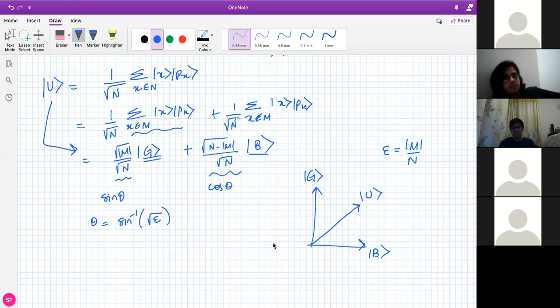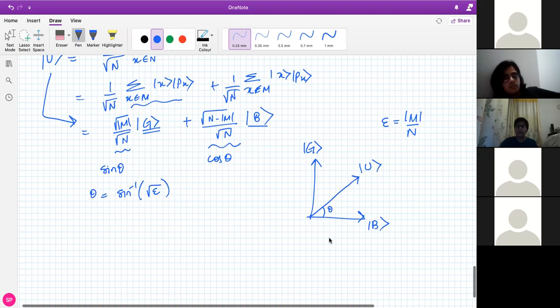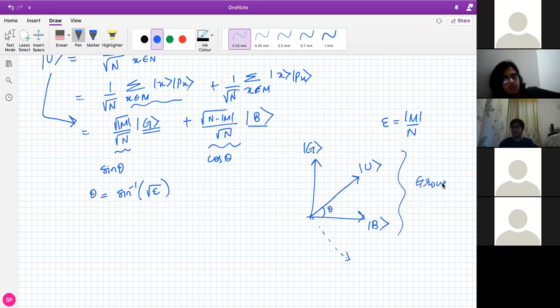Now, what more do we know? We know that sine theta is with G and cos theta is with B, right? So theta is this angle. Okay. Now, if we have a way to rotate this U about this B, and then the new state, if we can rotate about U again, if we can make such a unitary, then we are actually implementing a Grover-like algorithm.